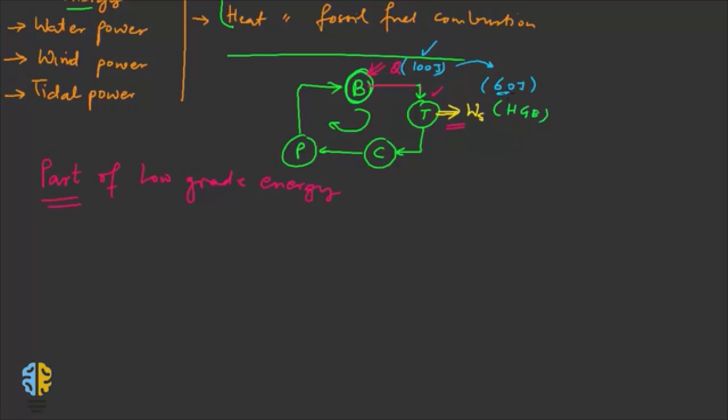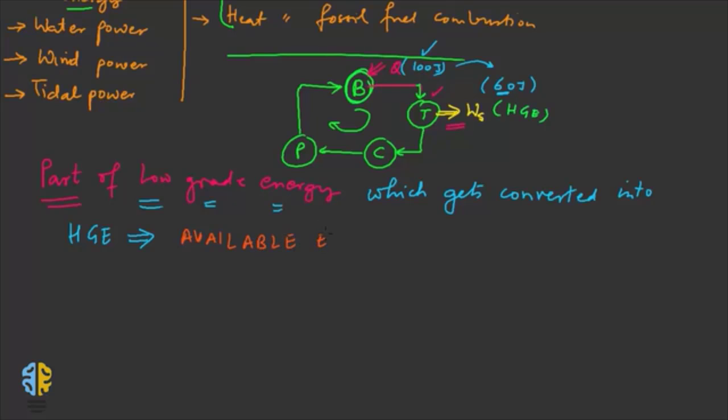So this part of the energy, which was given in the form of heat and gets converted into a high grade source of energy, is called the available energy. Okay, so you can say, part of low grade energy which gets converted into high grade energy is known as available energy. So this is a very, very important concept. The importance of this we'll come to know when we talk about the efficiencies in a matter of time. Okay, so available energy is that part of low grade energy that can be converted into a high grade energy.